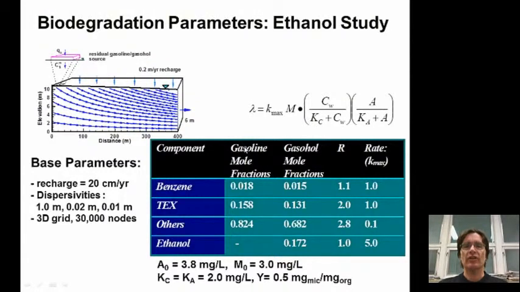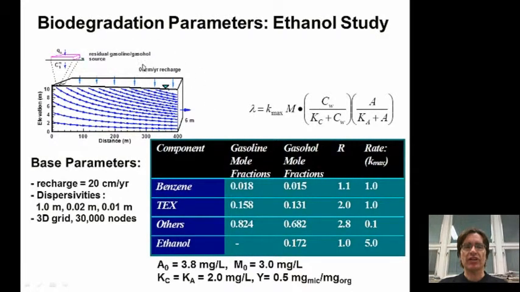But one issue of ethanol is that it might consume some electron acceptors and leave the remaining benzene toluene components perhaps more persistent. So here's an example. We'll use this example of ethanol and gasoline as an example of how to set up a multi-component model.